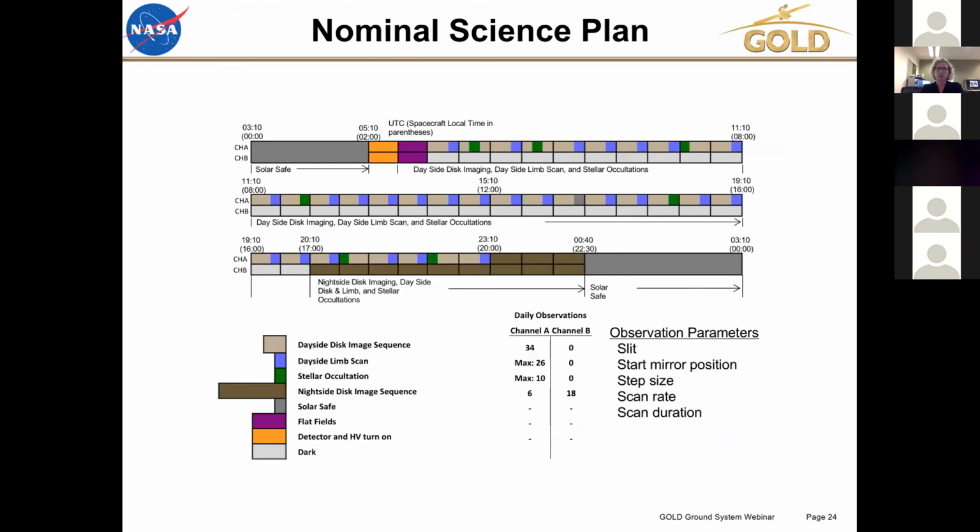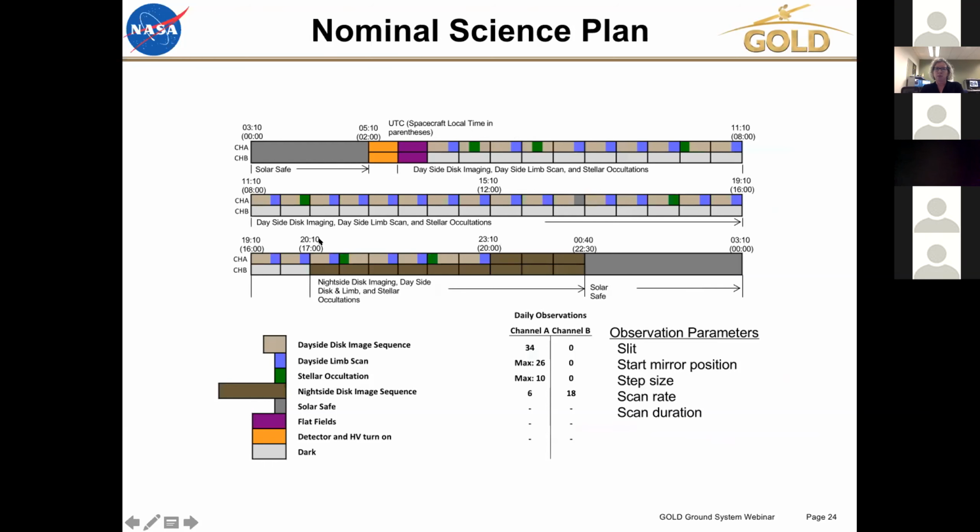Then what you see is from 0610 UTC until 2010 UTC, we perform one of two types of 30-minute observations. We do a dayside disk followed by a limb scan, or we perform a disk scan interrupted by a stellar occultation and then resuming with a disk scan. So those are really the two types of blocks that we perform throughout the day.